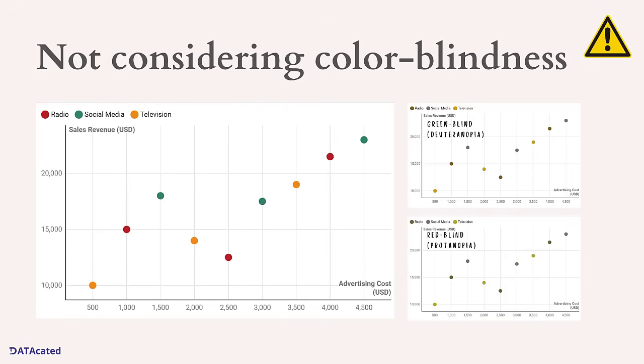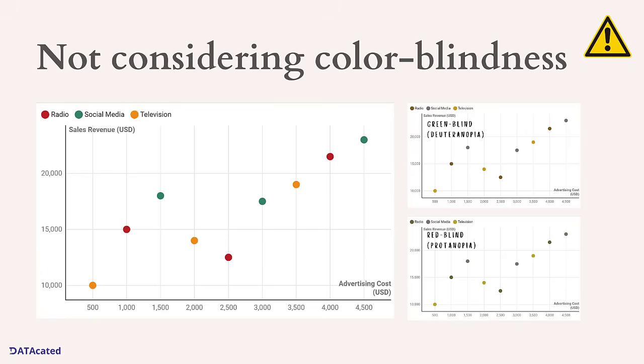As mentioned previously, approximately 8% of men and 0.5% of women are colorblind, meaning they have difficulty distinguishing certain colors. To make your visualization accessible to these viewers, it's important to use colors that are distinguishable for people with color blindness.